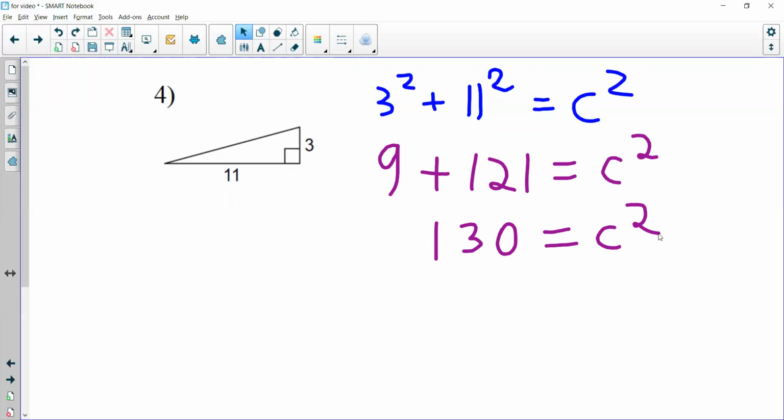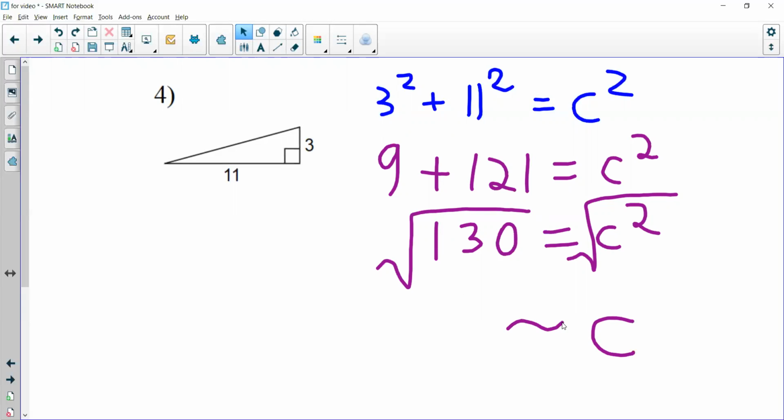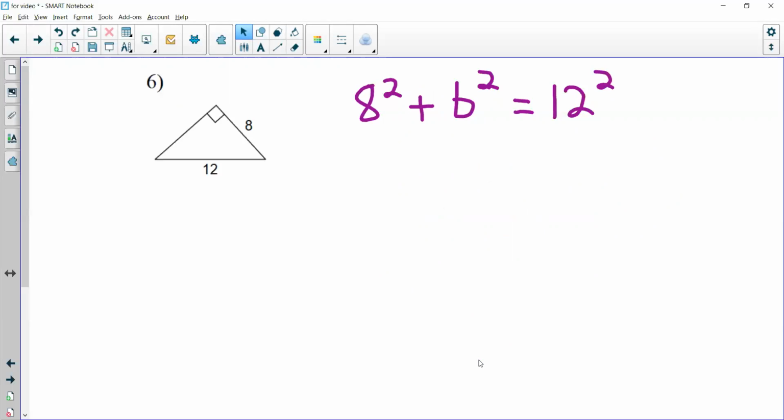And then I square root both sides and use a calculator because 130 is not a perfect square. So we end up with c is about equal, so we use a squiggly equal sign. And if you type this into a calculator, you get 11.4. Number 6. Note that number 6 has a leg that we don't know. The hypotenuse we do know, it is 12.